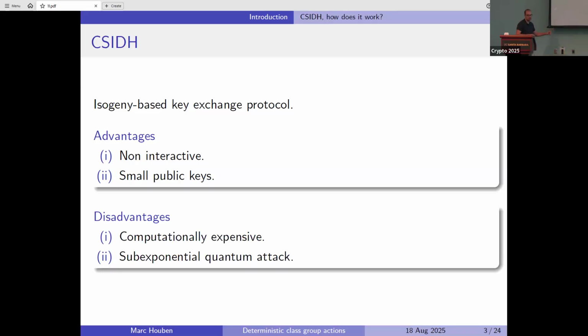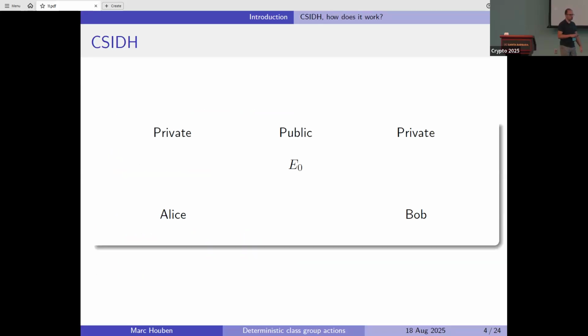What's less nice is that it's relatively slow. And for a large part, this is because of this sub-exponential quantum attack, which forces us to increase the parameters to a reasonable size. So how does it work? It's a key exchange protocol. So it's a method for two parties to establish a common secret over an insecure channel of communication.